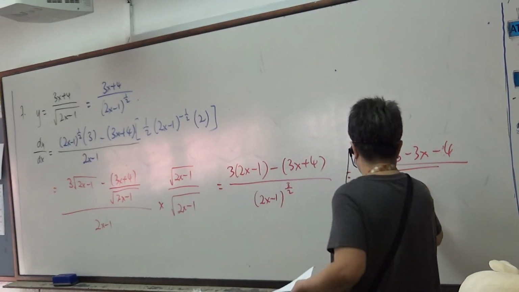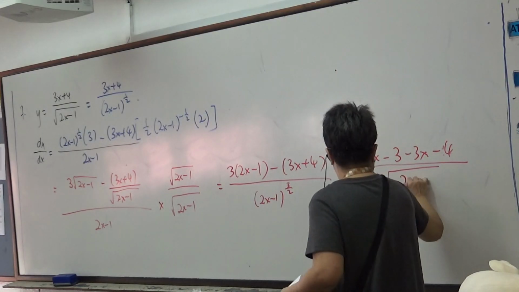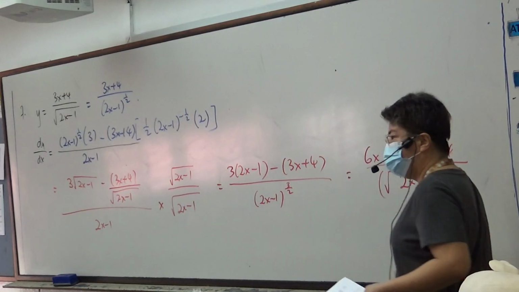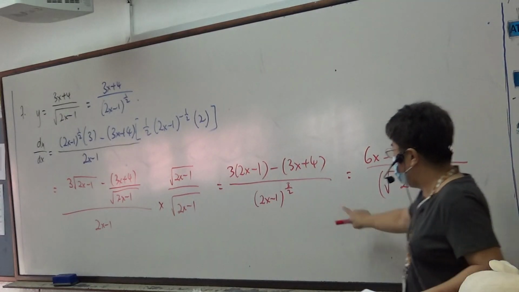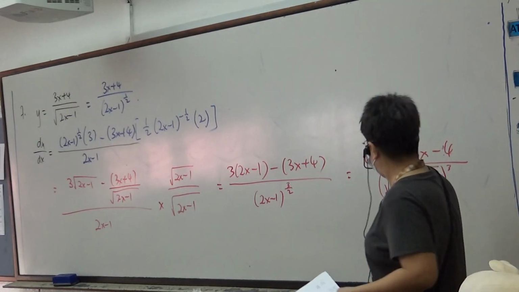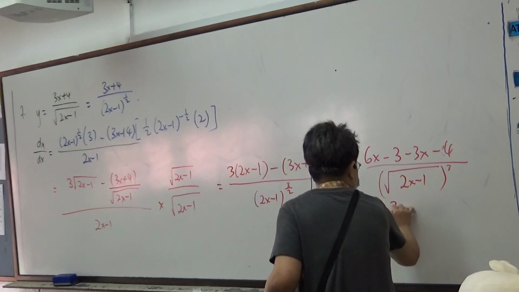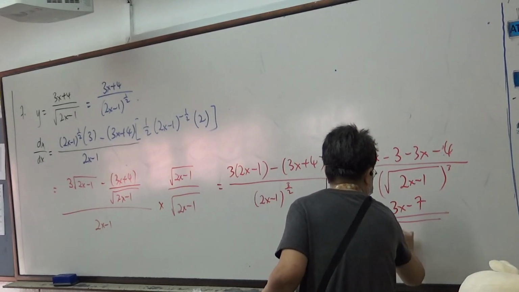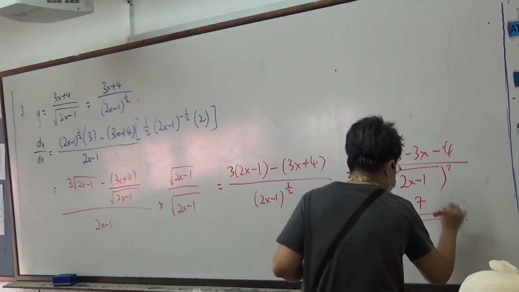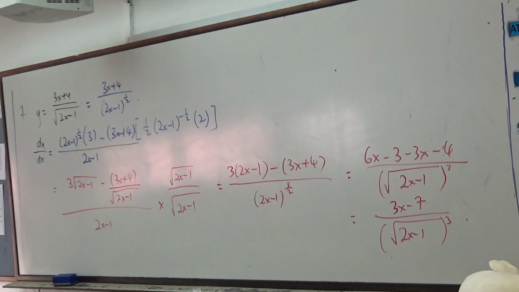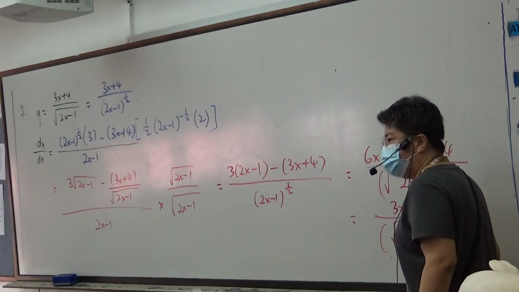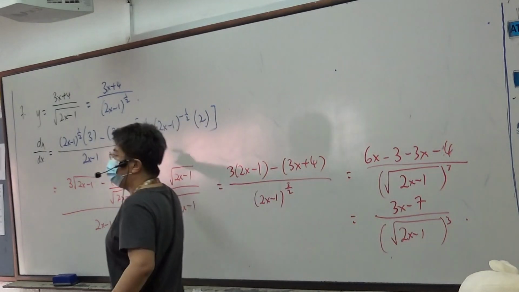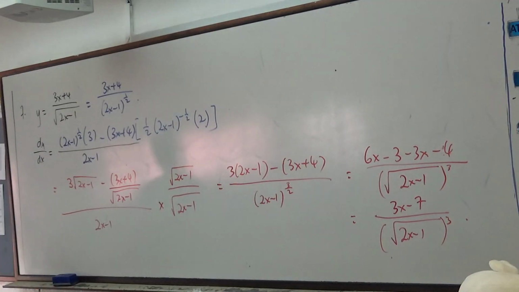this one I want to write as square root cube. Do you agree it's square root cube? Okay, so this will become what? 3x minus 7 over. This will be my differentiation. Everybody okay? If you don't differentiate and simplify like that, you can never see anything from it. Do you understand?